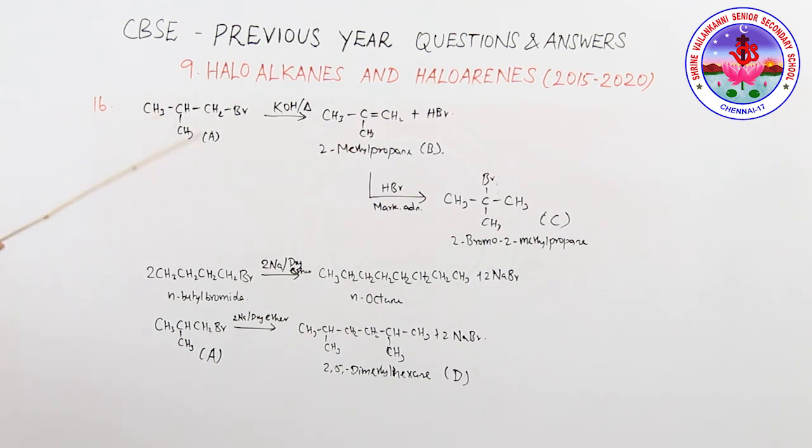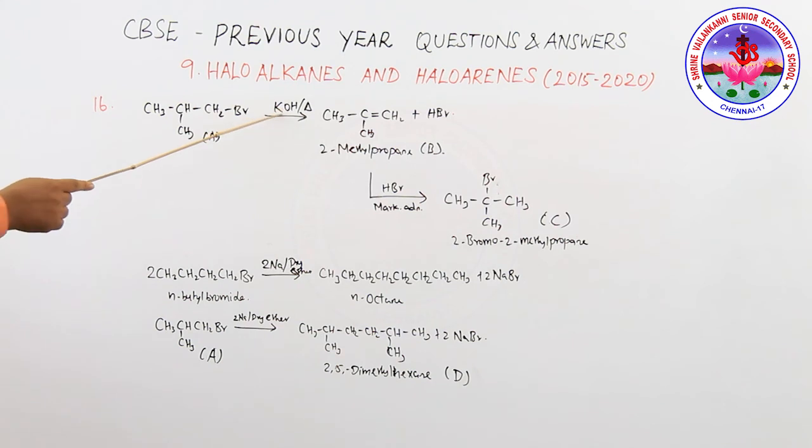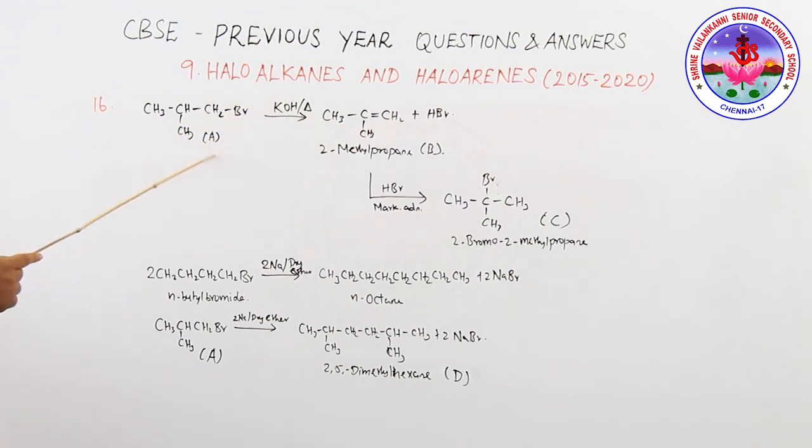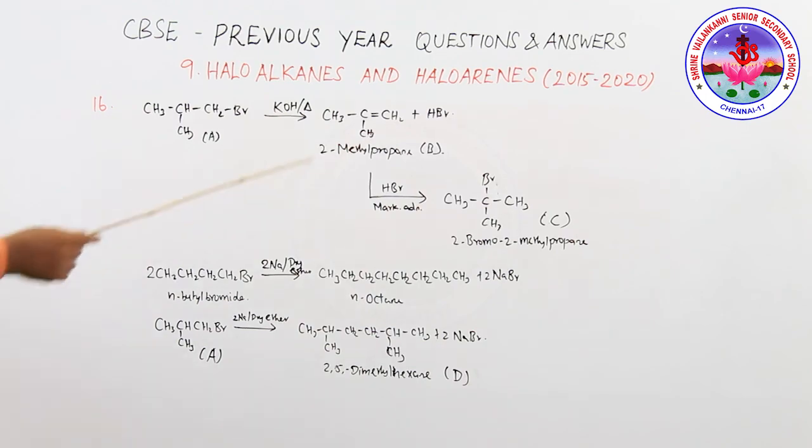The first one is already given: compound A reacts with alcoholic potassium hydroxide to give compound B. Hence the compound is 2-methylpropene.